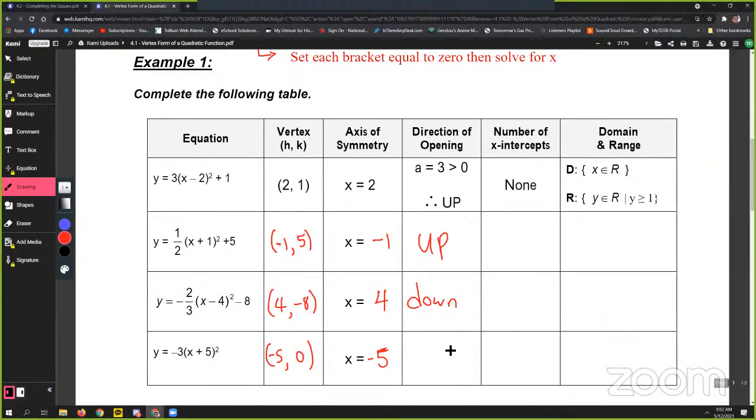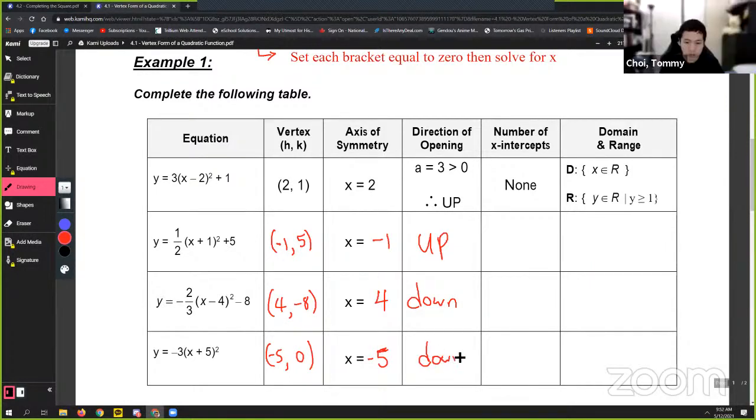Opening down or up? Down. Perfect. Down. It's negative. The a value is negative, right? At the very front. So it's going to be opening down. Perfect.